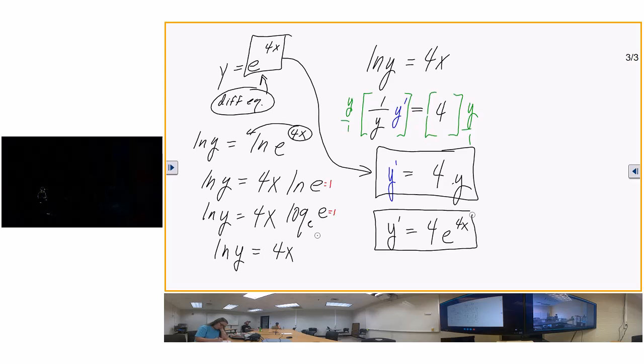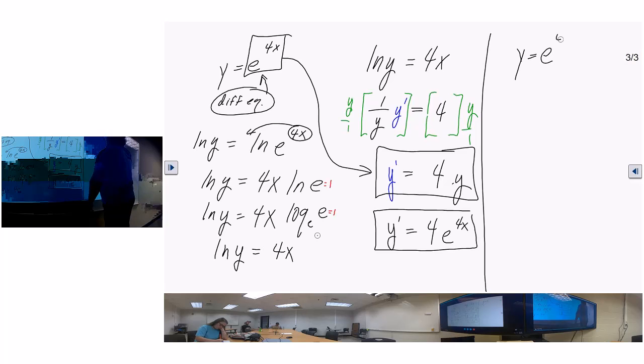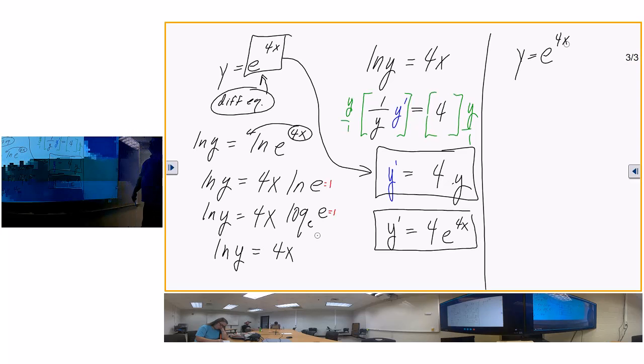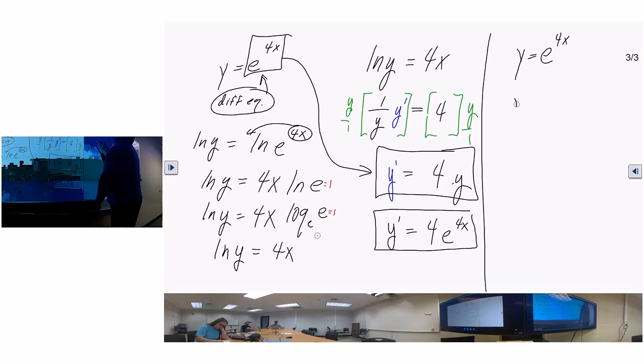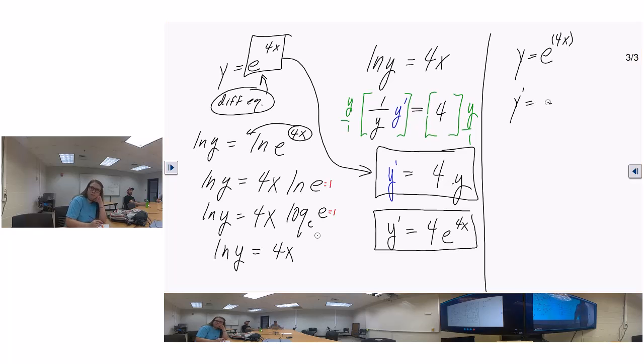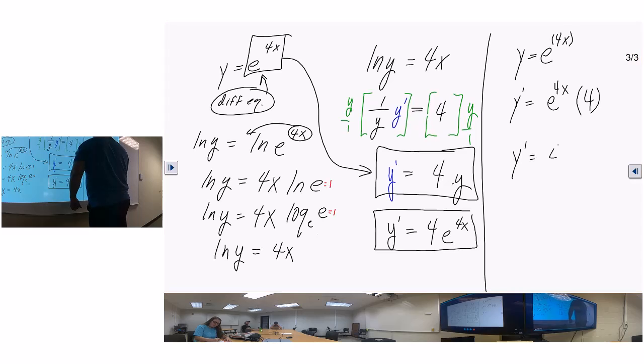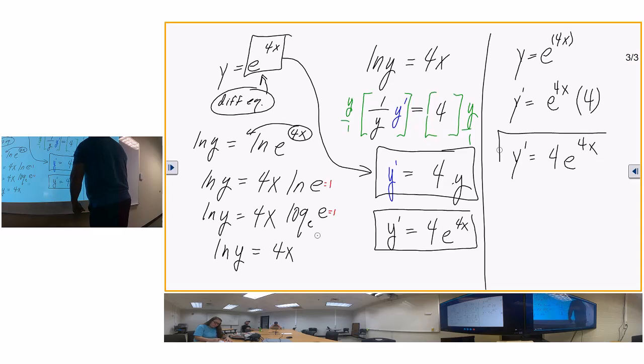So I'm going to draw this right here. And I'm going to write y is equal to e to the 4x. y prime is equal to, what is the derivative of anything e to the x? e to the x. And then what is the derivative of 4x? Using the chain rule, y prime is equal to 4e to the 4x.